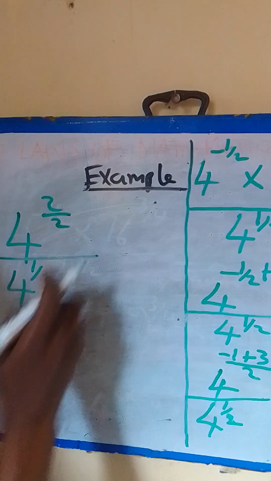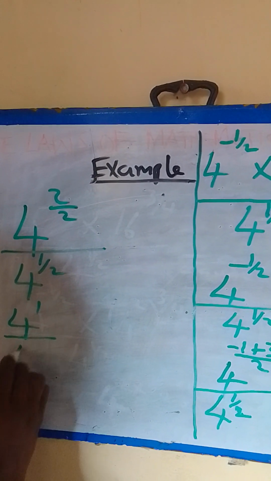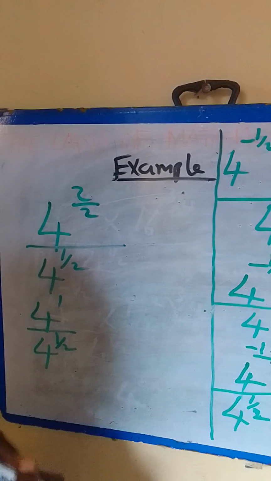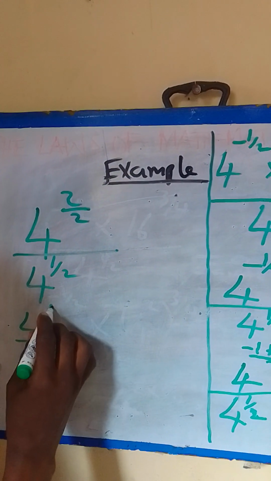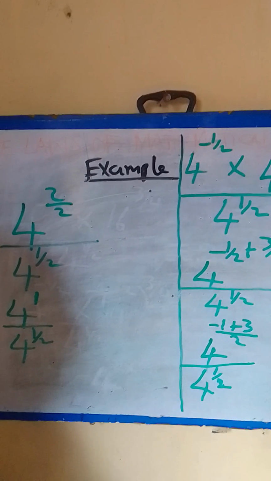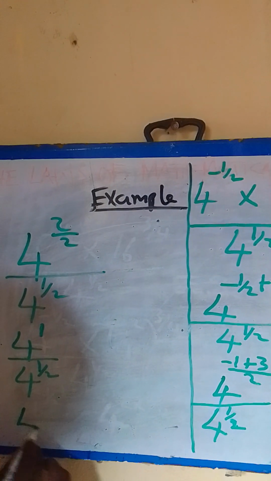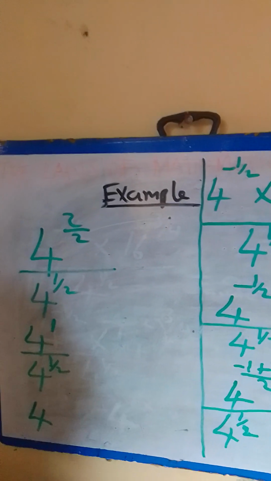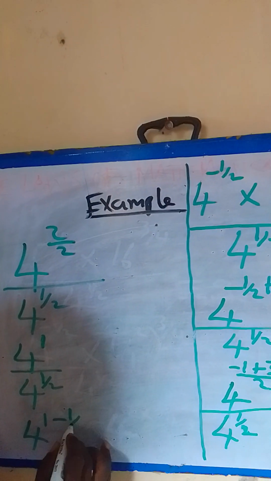Now, 2 divided by 2 is 1, all over 4 raised to power half. Now, from here, we apply the quotient rule, where the bases are the same. What we do in this case, we subtract the powers, taking the base, then subtracting the power of the denominator from the numerator. That is 1 minus 1 all over 2.